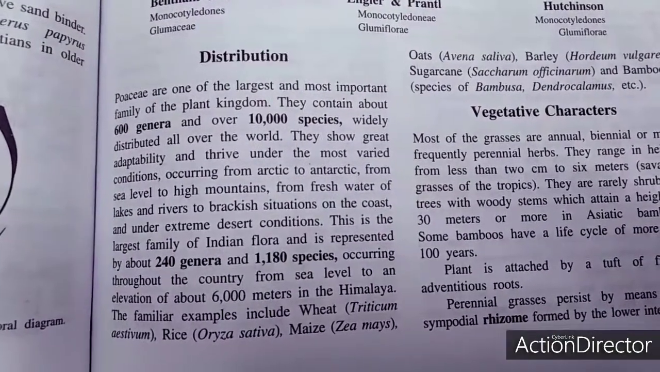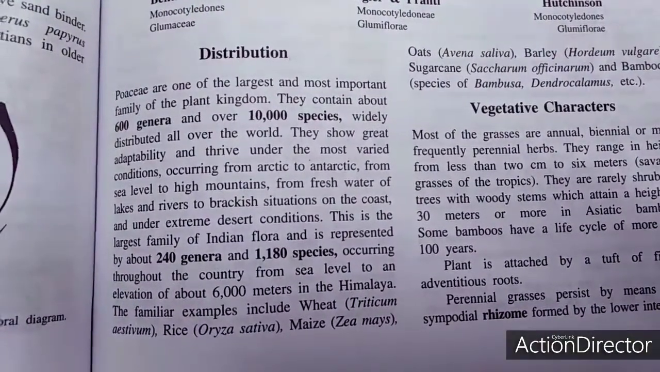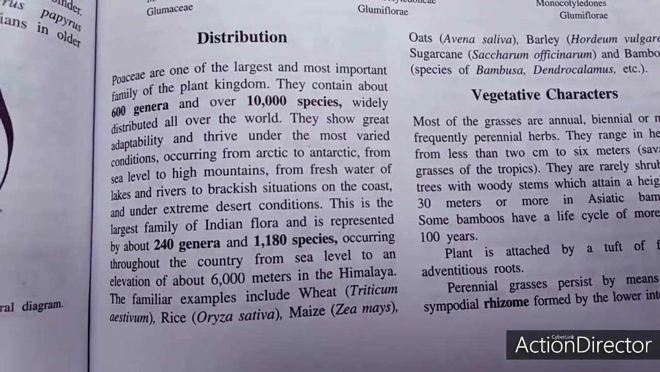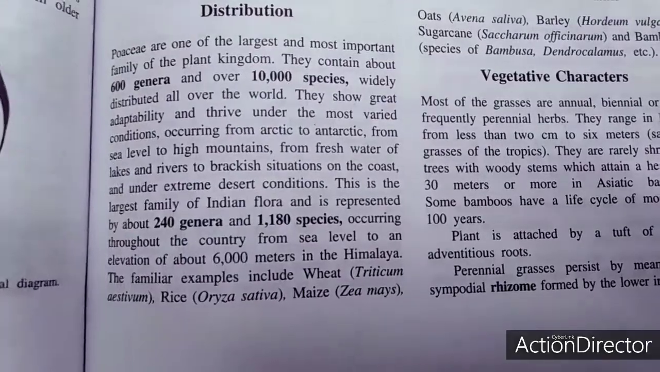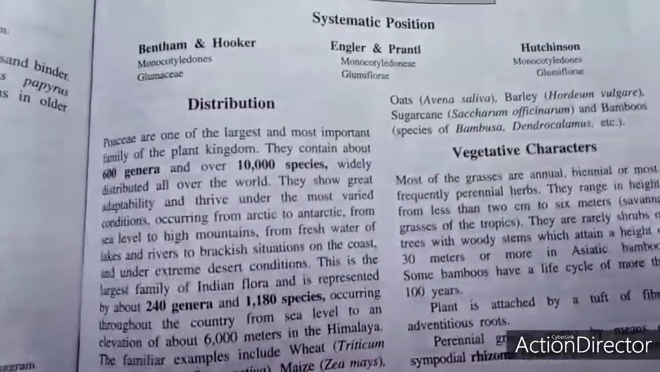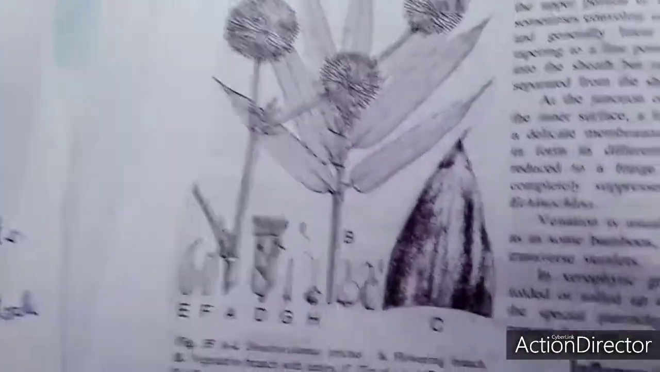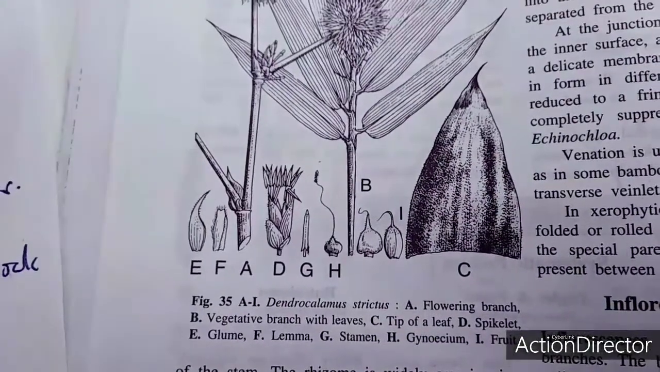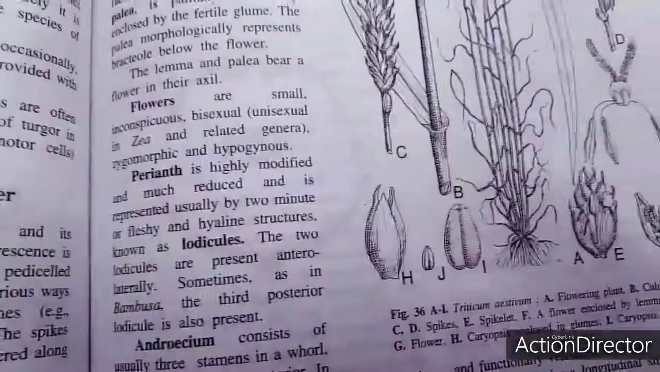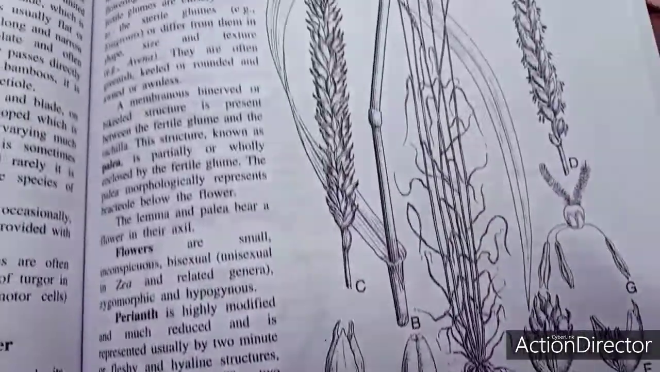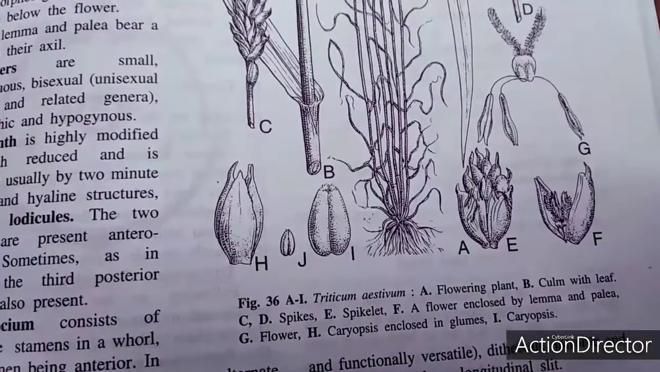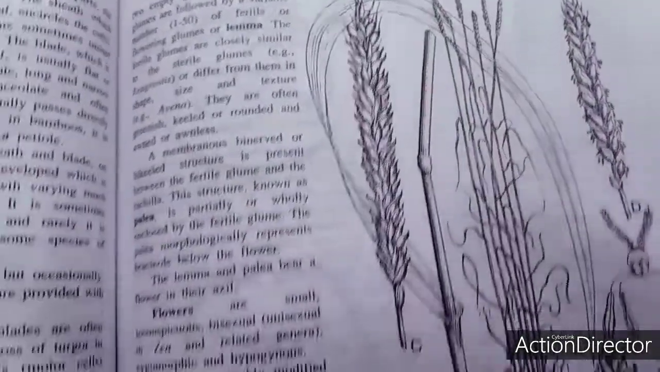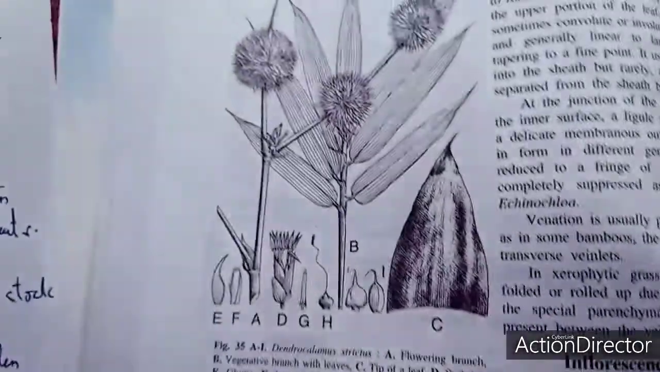The plant is attached by a tuft of fibrous adventitious roots. Perennial grasses persist by means of a sympodial rhizome, which is formed by the lower internodes. So this is a very important family. In the figure, you are finding Dendrocalamus, and another one, I am showing the diagram of Triticum aestivum. This is a flowering plant, and you can also see the spikelet. These are the structures which you can recognize in this family.